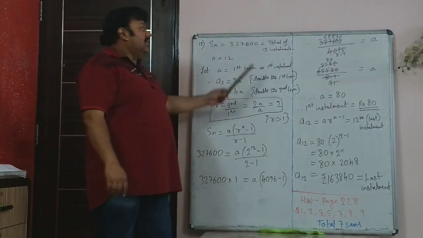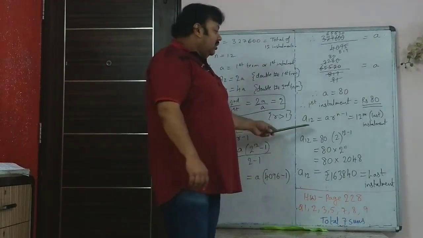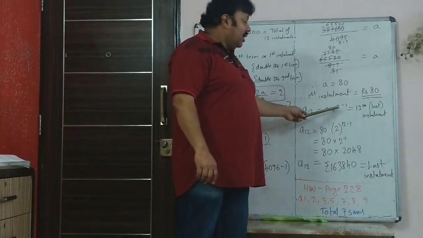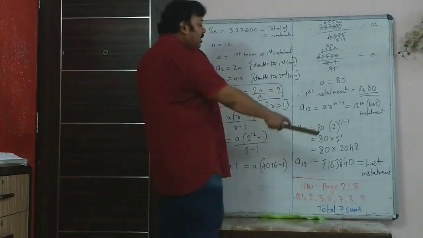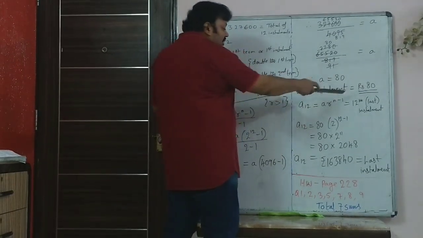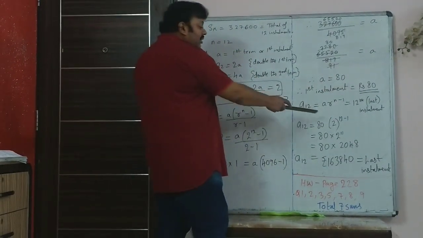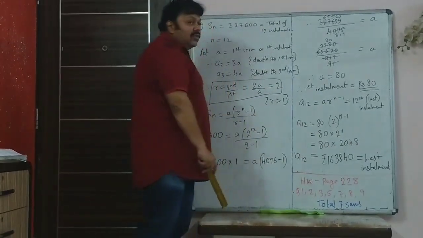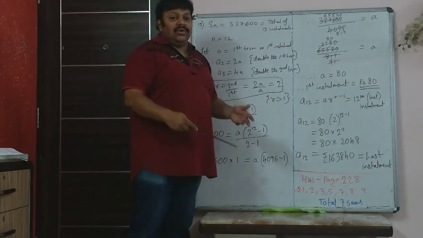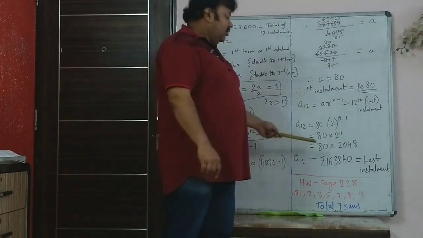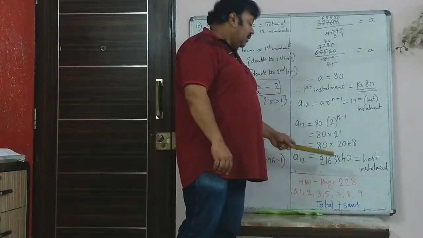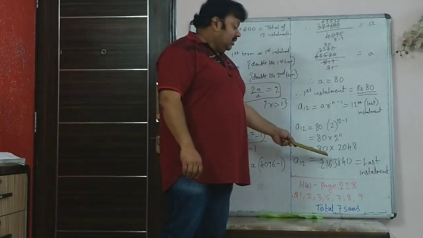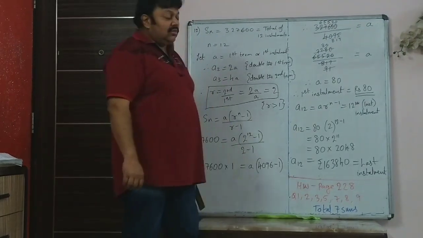Then they have asked you what is his last, that is 12th installment. So you are asked the 12th term in GP. A12 is A, R raised to n minus 1. A is 80, which you just got. R is 2, which you had found. 12 minus 1 is 11. So 2 raised to 11 is 2048. Now 2 raised to 11 is what? 2 raised to 10 is 1024 into 2. So it is 2048 into 80. So this guy, in the last installment, he had to pay 1,63,840. That is the last installment.